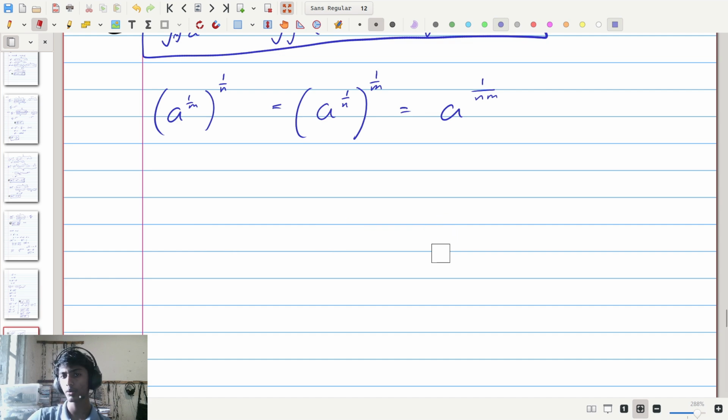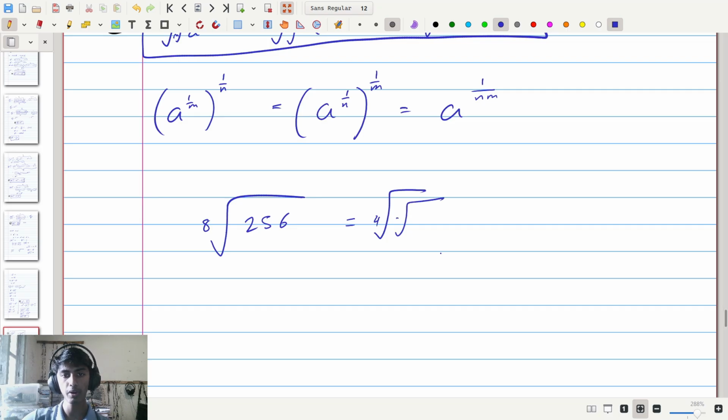So we can use this. I don't know exactly where you would use this, perhaps with something like the 8th root of 256, for example. The 8th root of 256 can be written as the 4th root of the square root of 256. The square root of 256 is 16 because 16 times 16 is 256. So we have the 4th root of 16. And then the 4th root of 16 is just 2 because 2 times 2 times 2 times 2 is equal to 16. So I don't know, you could potentially use it in this format.